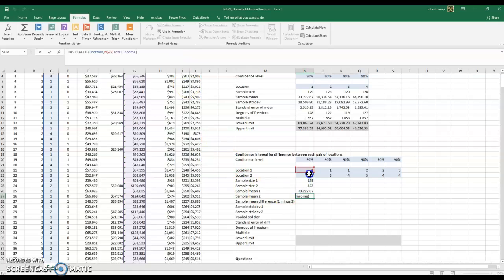And so we want to go to N23 because we want the next one. Okay, so now we look at that. Everything's the way it should be.